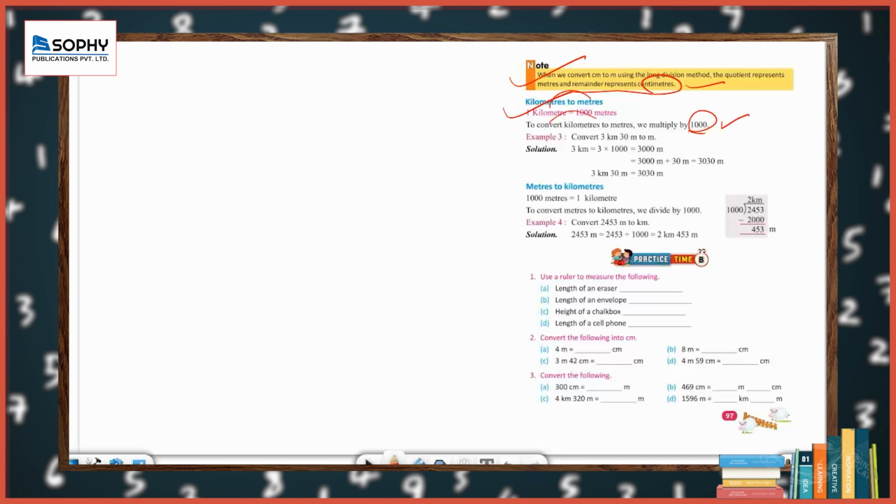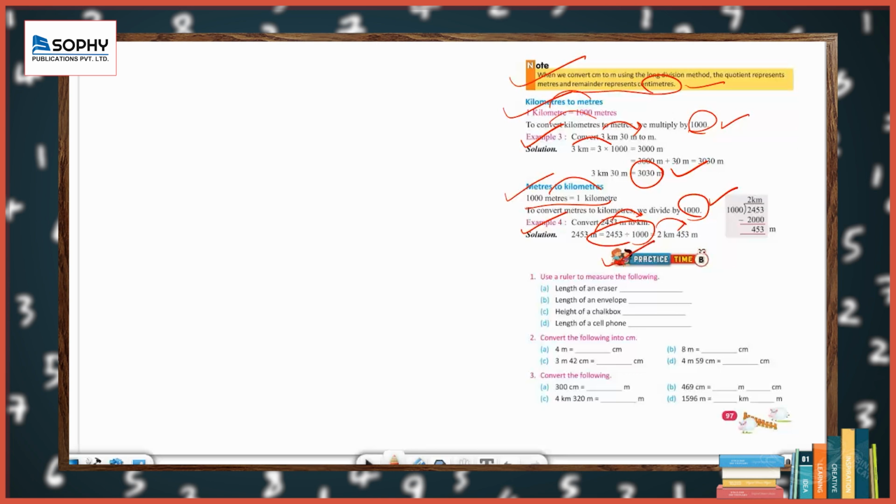For example, we have to convert it into meter. So we multiply it by 1000 and add the meter. So this is 30 meter. That means 3030 meter. Now meter to kilometer, we know that 1000 meter is equal to 1 kilometer. To convert meter into kilometer, we divide it by 1000. For example, students, we have to convert this into kilometer. When we divide it by 1000, it becomes 2 kilometer 453 meter.